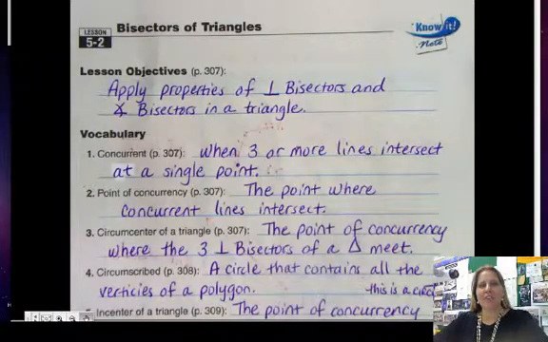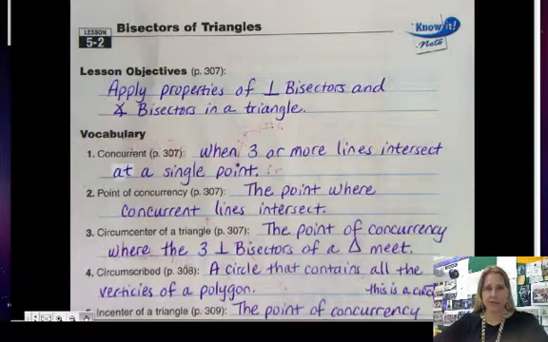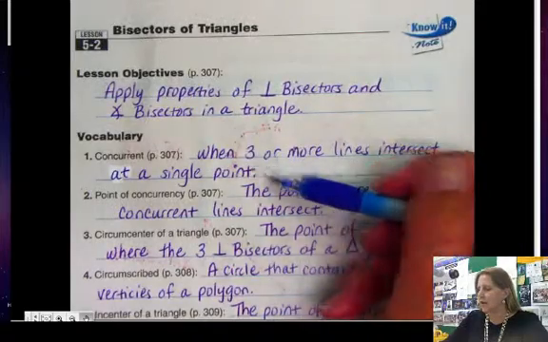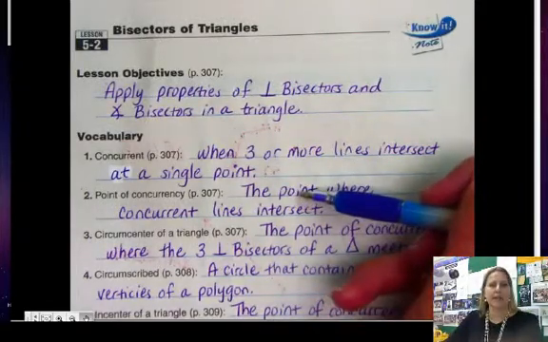All right, lesson 5-2, bisectors in triangles. First, we're going to apply properties of perpendicular bisectors, and then we're going to apply properties of angle bisectors in a triangle. So concurrent means when three or more lines intersect at a single point, and the point of concurrency is this same point where those concurrent lines intersect.